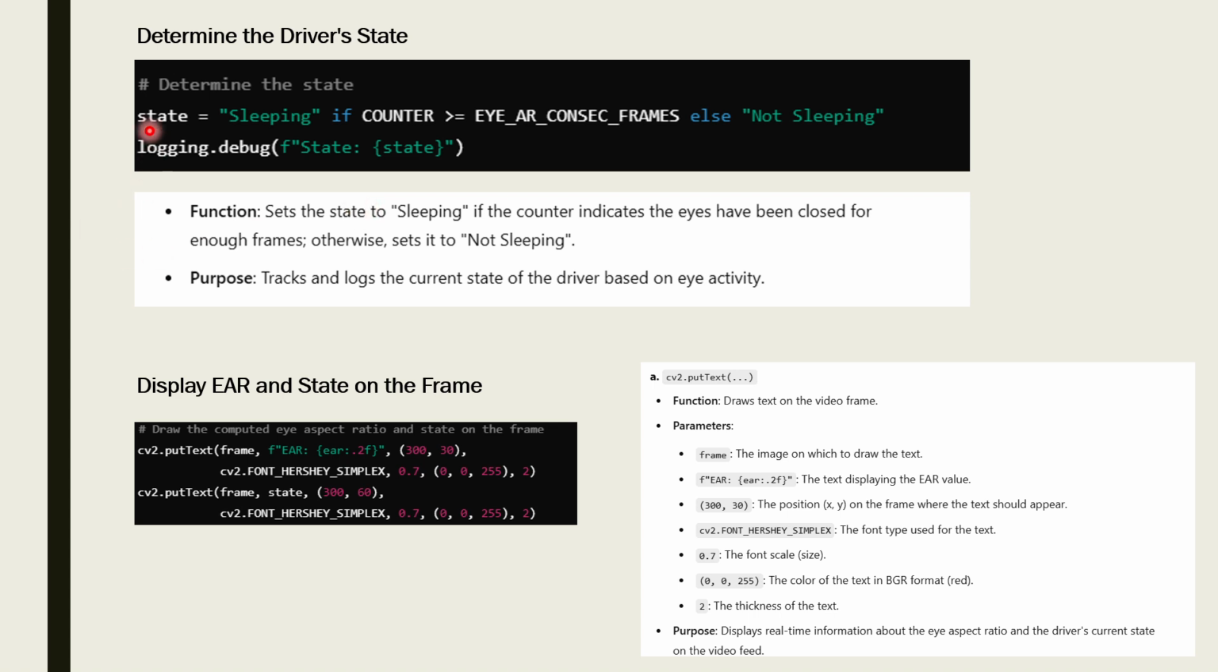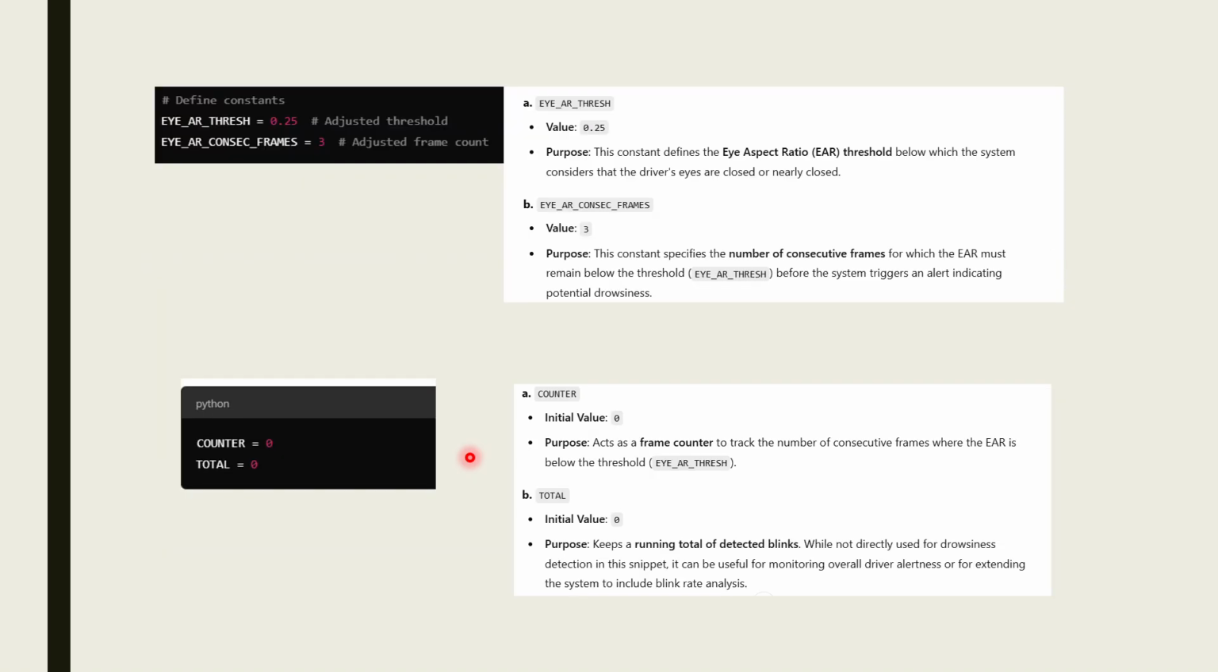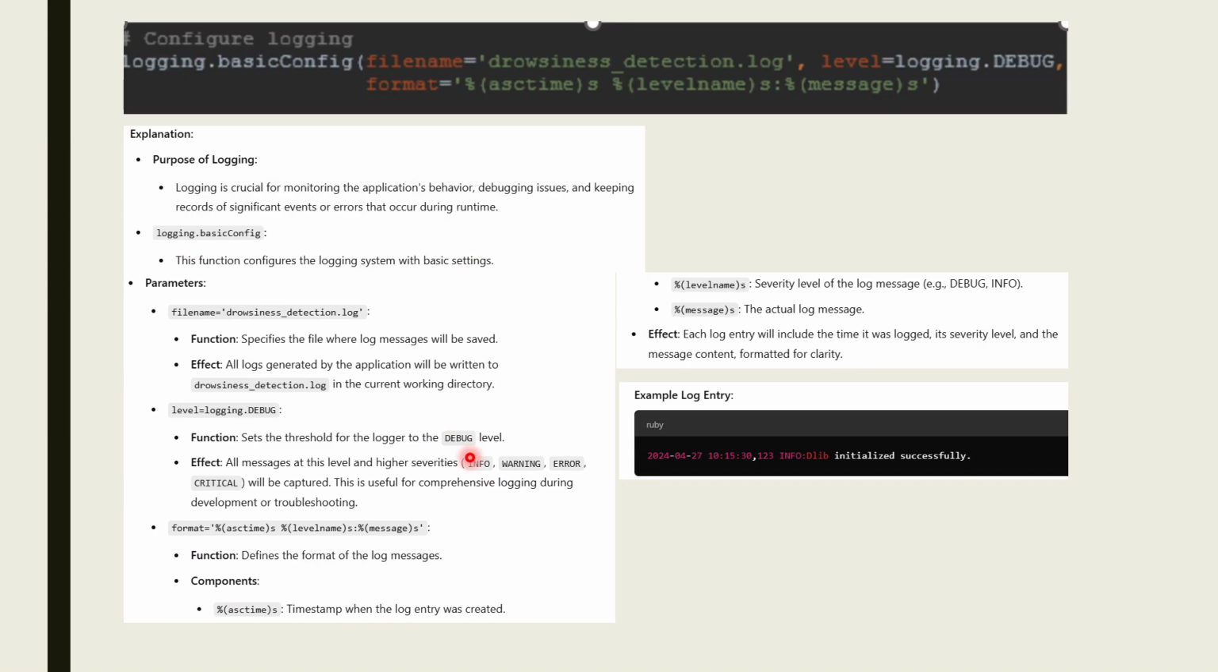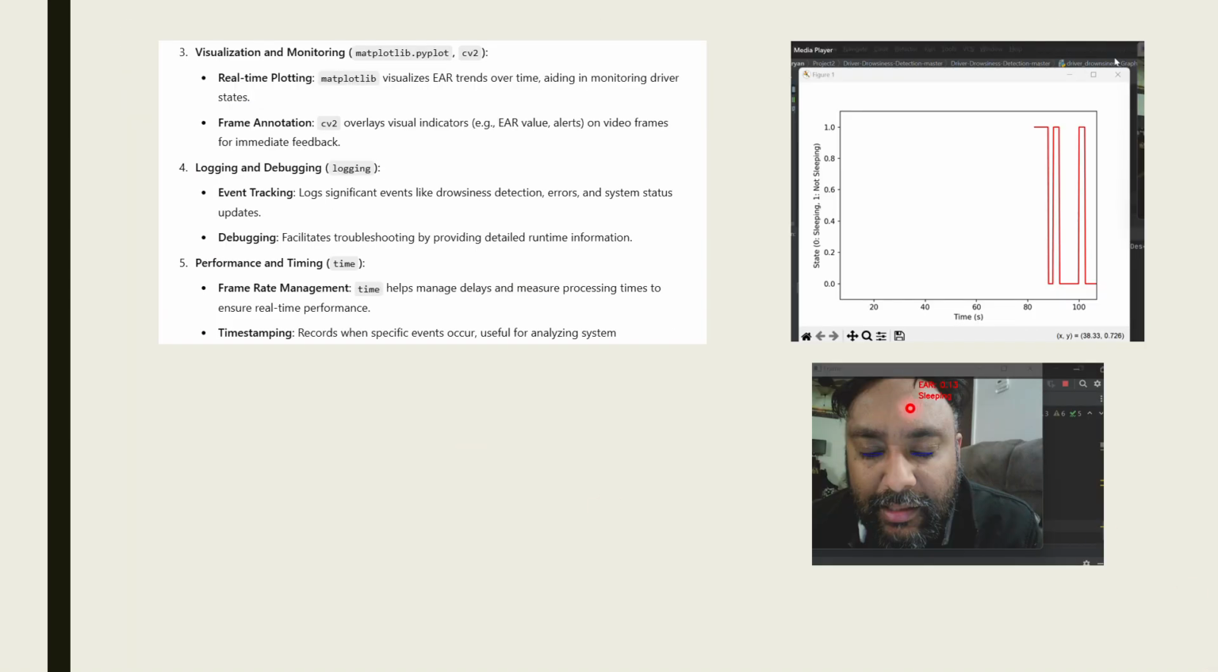So now state is equal to sleeping if the counter value is greater than or equal to the EAR consecutive frames, else not sleeping. And this is the logging. What these values are doing is displaying the EAR and state on the frame. So in each frame, whatever the value of EAR is, we are printing it on the screen. So if you see this video, this thing is coming from that line of code.